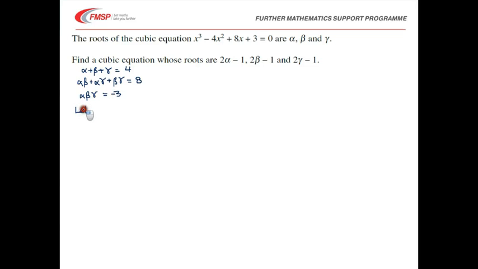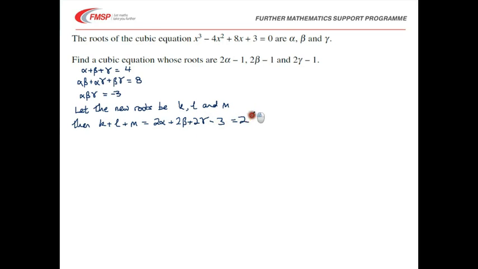I'm then going to give names to my new roots. Let the new roots be K, L and M, and then I can say that K plus L plus M, the sum of the new roots, is 2 alpha plus 2 beta plus 2 gamma, take away 3, so that's 2 lots of alpha plus beta plus gamma minus 3, which is 2 lots of 4 minus 3, which is 5.